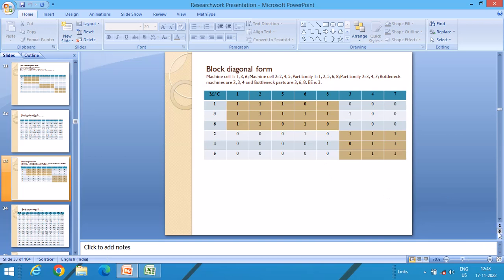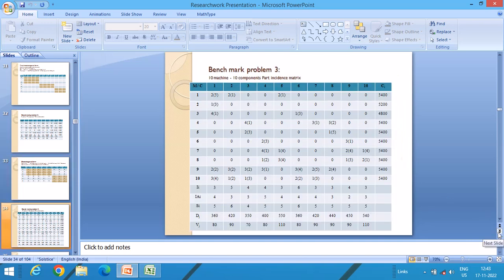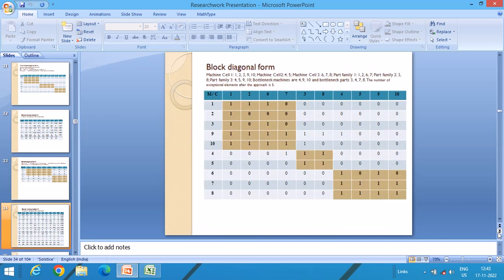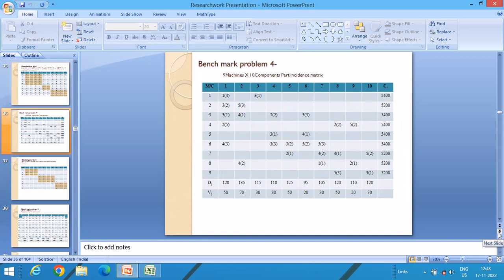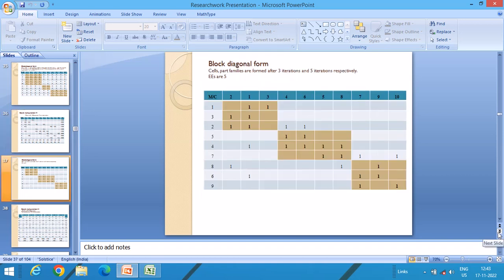And so the problem 3, 10 machines and 10 components problem. So here, after using the weight based method, the number of exceptional elements is 5 and 3 clusters are formed. So in problem 4, we have a 9 machines 10 components problem. So we have got exceptional elements of 5.